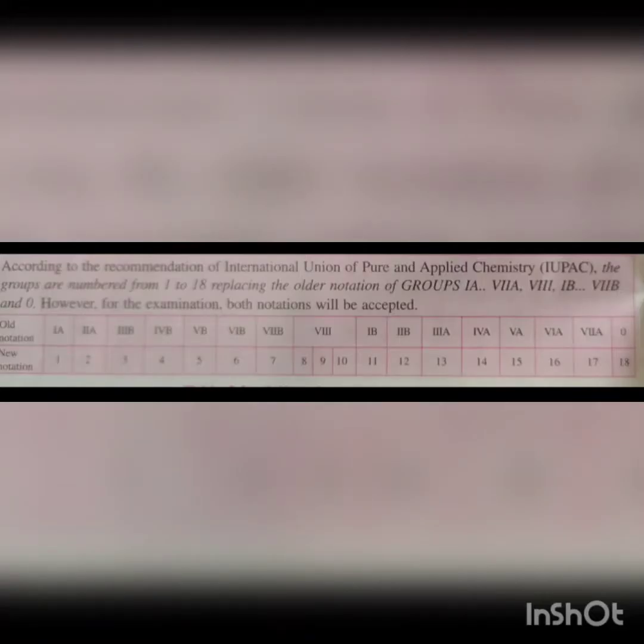In the old notations, the Roman numbers were used with the letters A and B. So the first group was first A, second A, then the transition elements were kept in the B category, so it was 3rd B, 4th B, 5th B, 6th B, 7th B, and in the 8th group, 3 elements were kept, then 1st B and 2nd B, and then 3rd A, 4th A, 5th A, 6th A, 7th A, and the noble gases, the 0 group. In the new notation, the numbers from 1 to 18 are mentioned. So there are 18 groups in the modern periodic table.